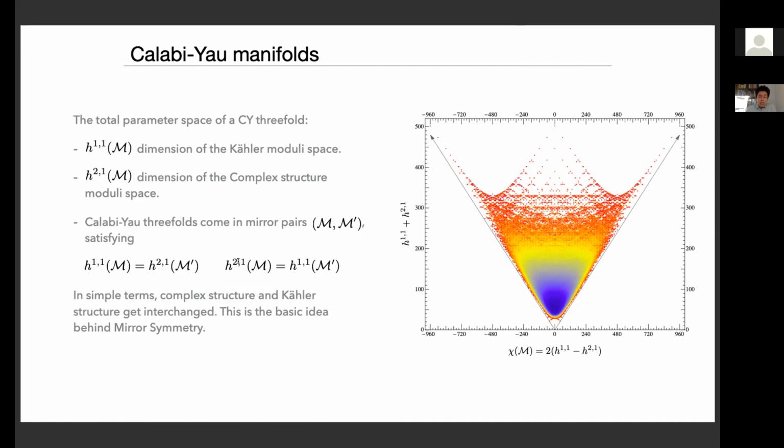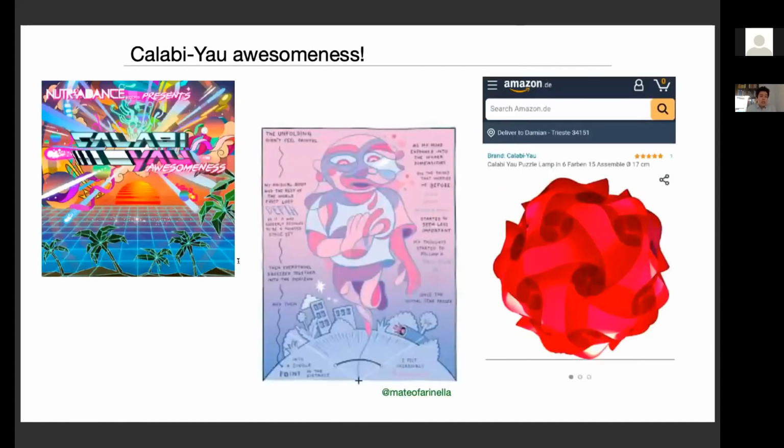So besides having their own standing both in physics and mathematics, Calabi-Yaus have also made some space in popular culture, and people name some techno albums after them. Also, they sell lamps in the shape of Calabi-Yaus, and some people have been inspired by this to create comic strips about a superhero who turns into a Calabi-Yau in order to see the extra dimensions.